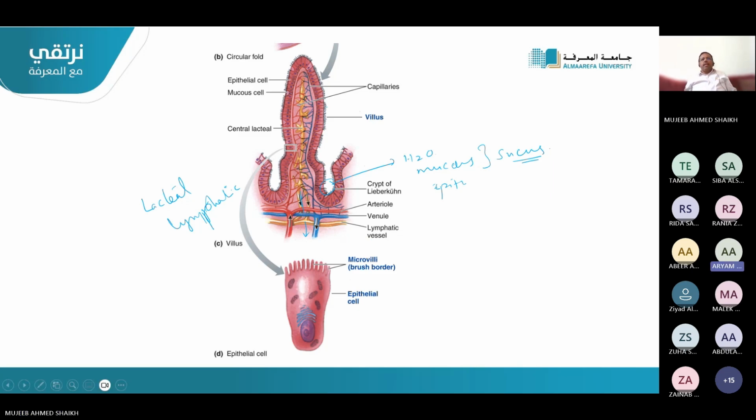Now, on the brush border, you will see on each epithelial cell finger-like projections. These are the sites where you will find the enzymes. Digestive enzymes are present for protein and carbohydrate.